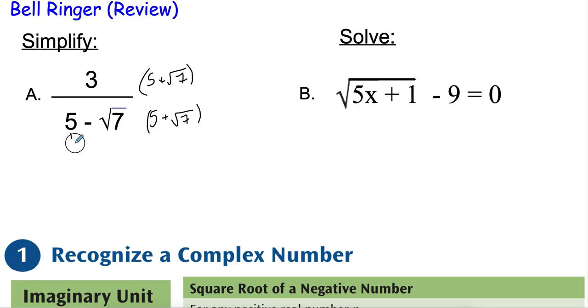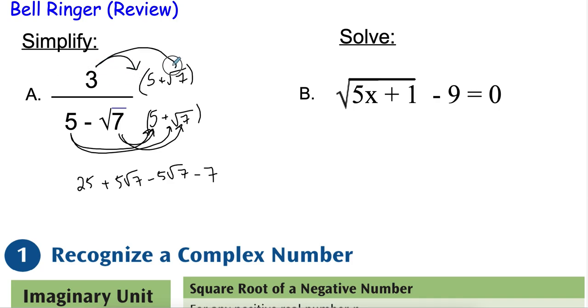So multiply 5 times 5, that's 25. 5 times square root 7, that's plus 5 root 7. And then we have a minus 5 root 7. And then we have negative root 7 times positive root 7. So that would just be a negative 7. And in the top, we have 3 times 5 and 3 times root 7. So that would be 15 plus 3 root 7 in the top.